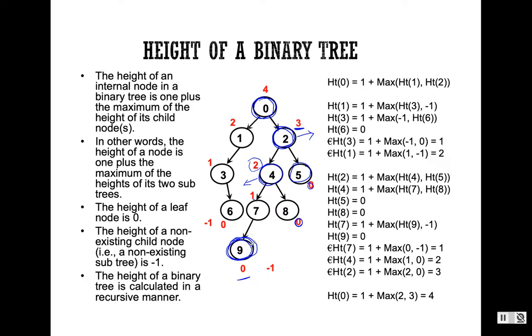Okay, so you can see that we are solving this problem recursively. The base case is that we know the height of a leaf node. Okay, so using the information of the base case, we are going to calculate the height of the parent node.